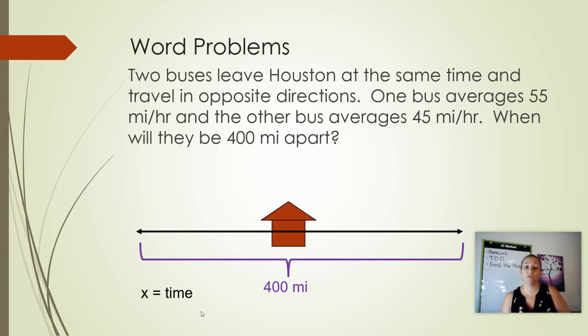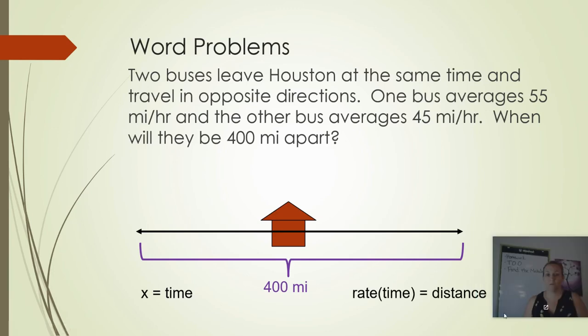And then something that you need to know to be able to complete this problem is you need to know that distance is rate times time. How fast you're going times how long you traveled will give you how far you traveled. How fast times how long will give you how far. Okay? So I want the entire distance to be 400, but I need to figure out what's the distance that the first bus went?